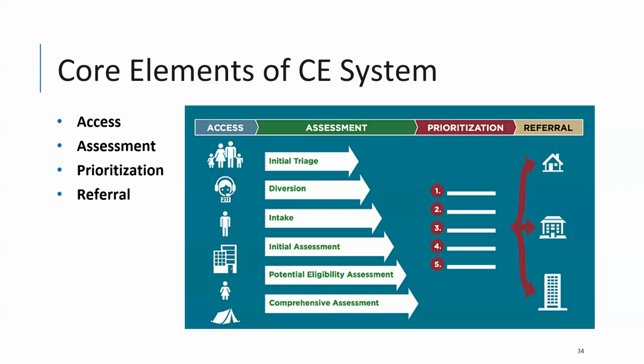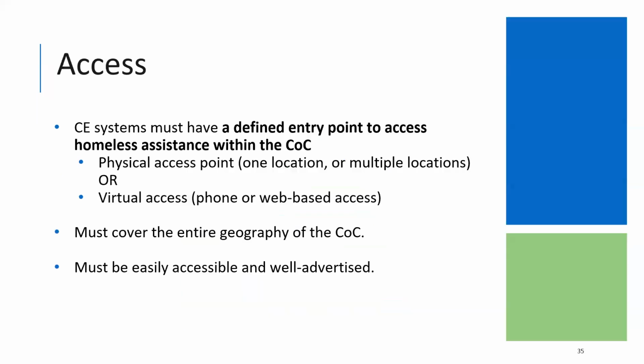The third element is prioritization. So once you've assessed a household for services, you are going to use the information provided to help prioritize those for assistance. So the folks with the most immediate needs, most complex needs, highest needs are intended to be prioritized first for housing. We'll talk a little bit more about that. And then referral. Once you've prioritized folks, it's getting folks to the most appropriate housing resource based on their needs.